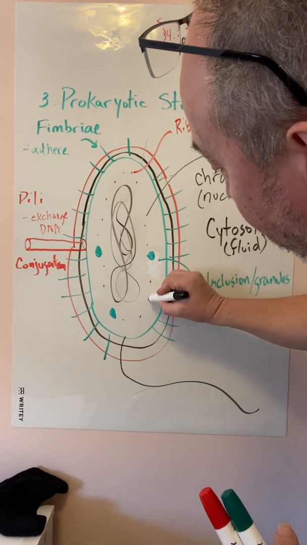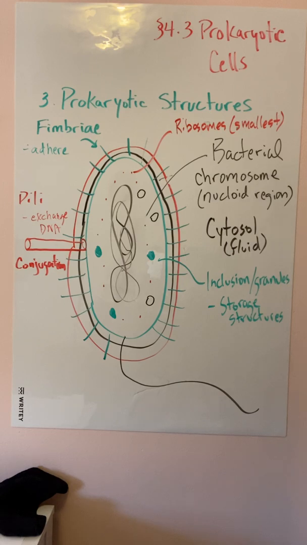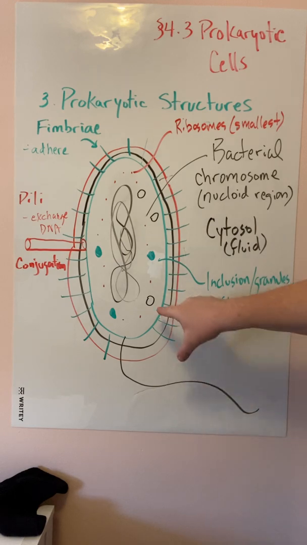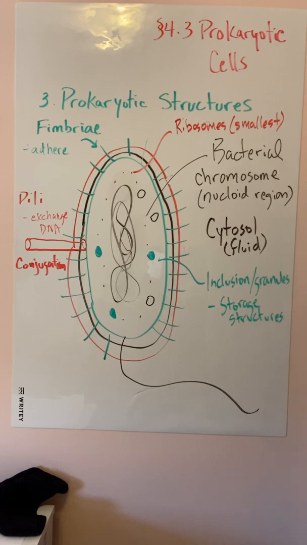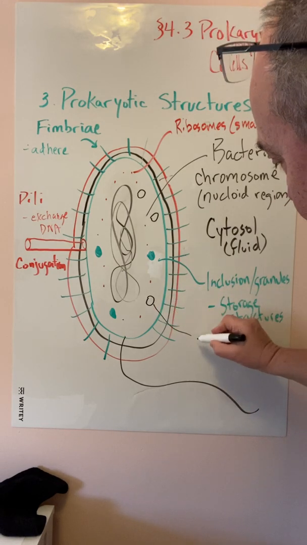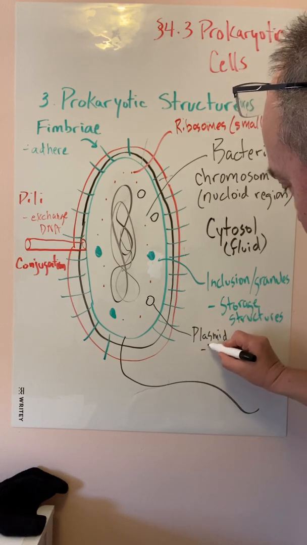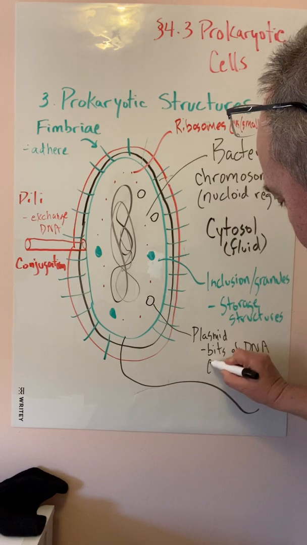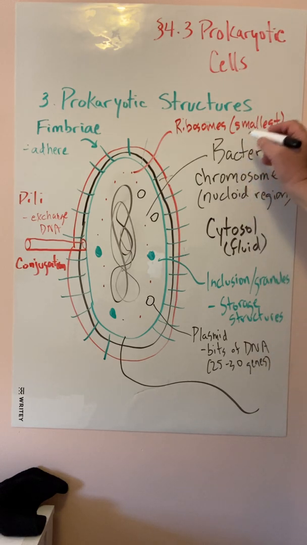And then I mentioned that there are other small circular units of DNA that are called plasmids. So look, the bacterial chromosome is huge. This plasmid is really small. So the plasmid is just more DNA. These are bits of DNA, maybe 25 to 30 genes. So the bacterial chromosome, like I said, is thousands of genes.